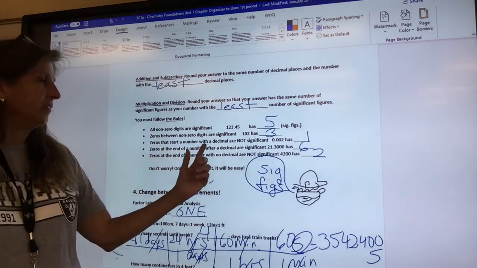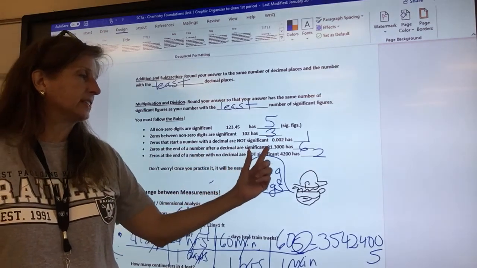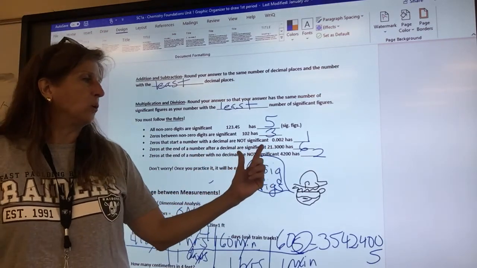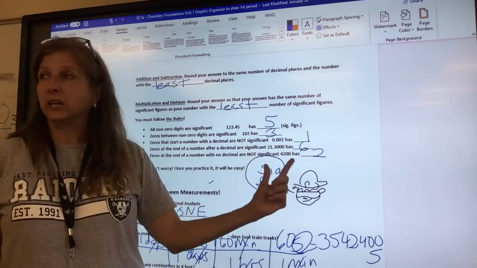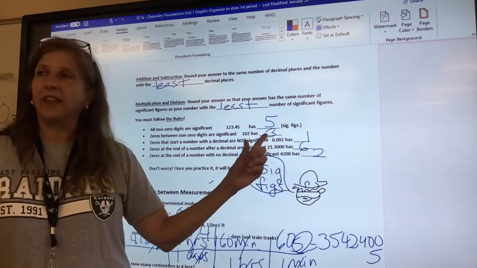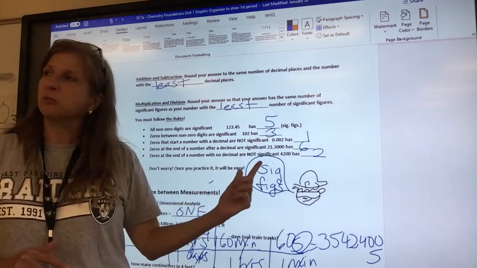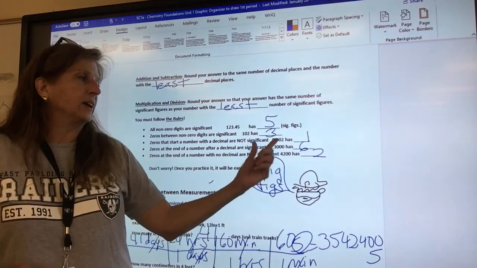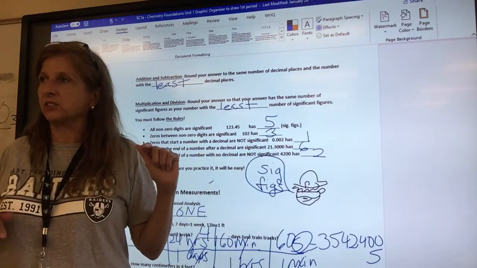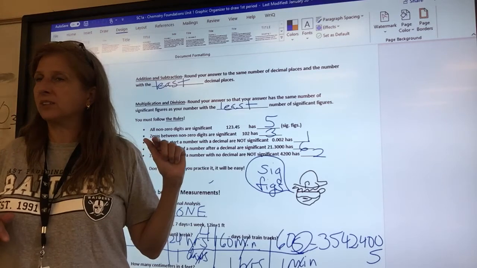Zeros at the end of a number after a decimal are significant. So 21.3000, those zeros are at the end of a number after a decimal. They're significant, so it has six significant figures. All right, so far? Yes, Max?